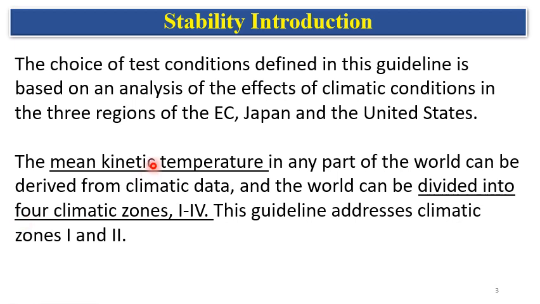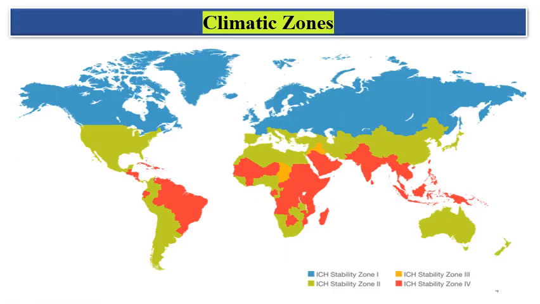Now you may have a question about mean kinetic temperature. There is a standard criterion for this. The mean kinetic temperature is calculated from the Arrhenius equation, and always remember that the mean kinetic temperature is not the average temperature. As per my understanding from the literature, the mean kinetic temperature is slightly above the average temperature. So based on this, the world is divided into 4 climatic zones.